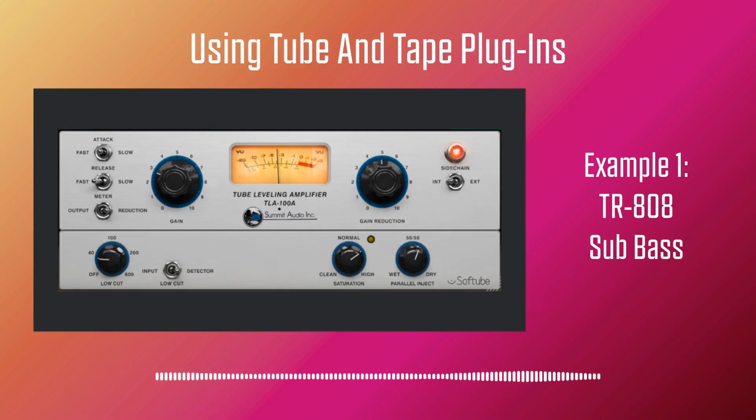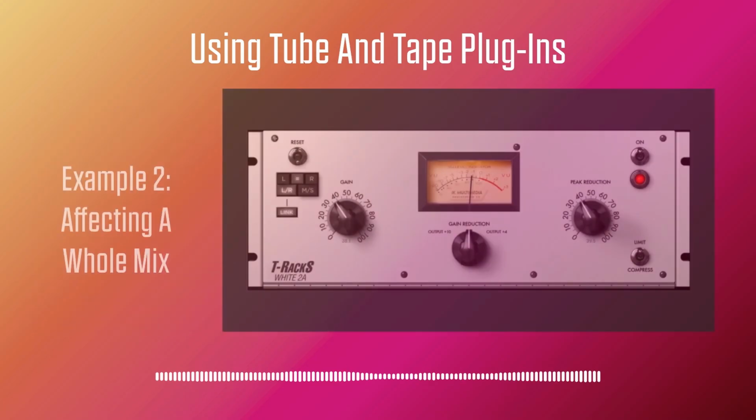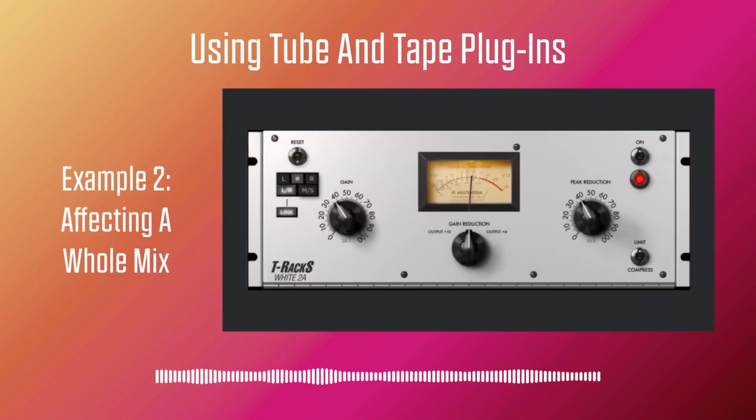The result is that the sub-kick has a nice fuzzy roundness to it and bounces along nicely thanks to the attack and release settings, and coupled with peak reduction, it swells and deflates sweetly. In the next example, I'm going to use IK Multimedia's White 2A tube leveling amp to warm up a nice mix. First the dry version.